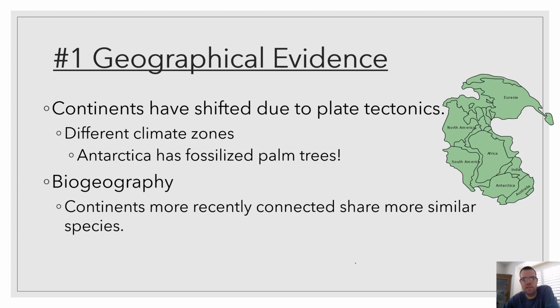What we find is that the continents that were more recently connected share more similar species and have more similar fossils as well. You can see there that South America and Africa fit together nicely like a puzzle because they were connected. Antarctica, Australia, and interestingly enough, India and Madagascar were also down there, part of that lower continent, which I'll get to in just a second. But they do share more similar species than, say, North America.